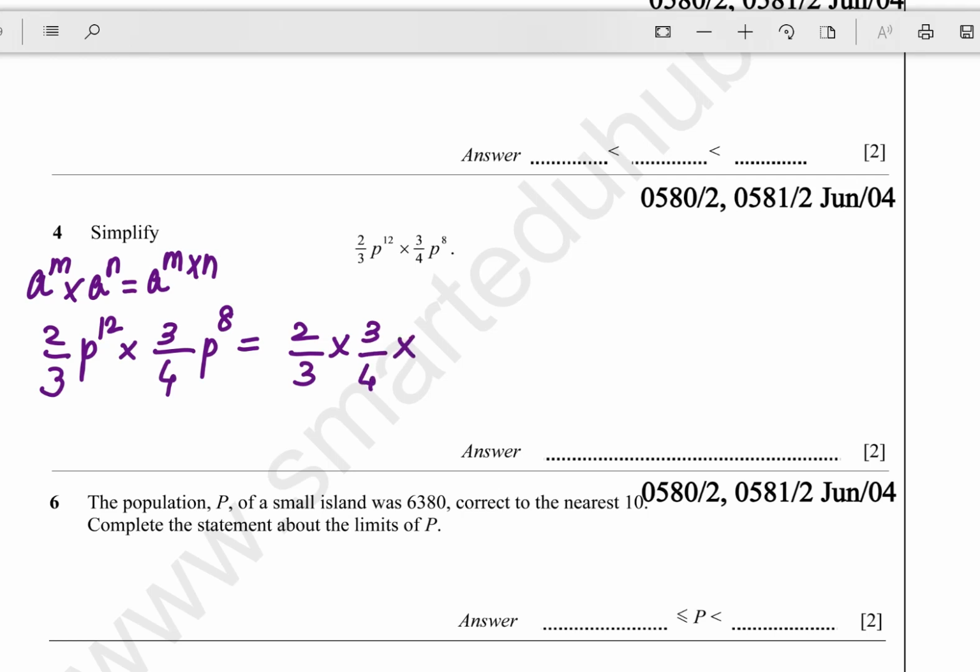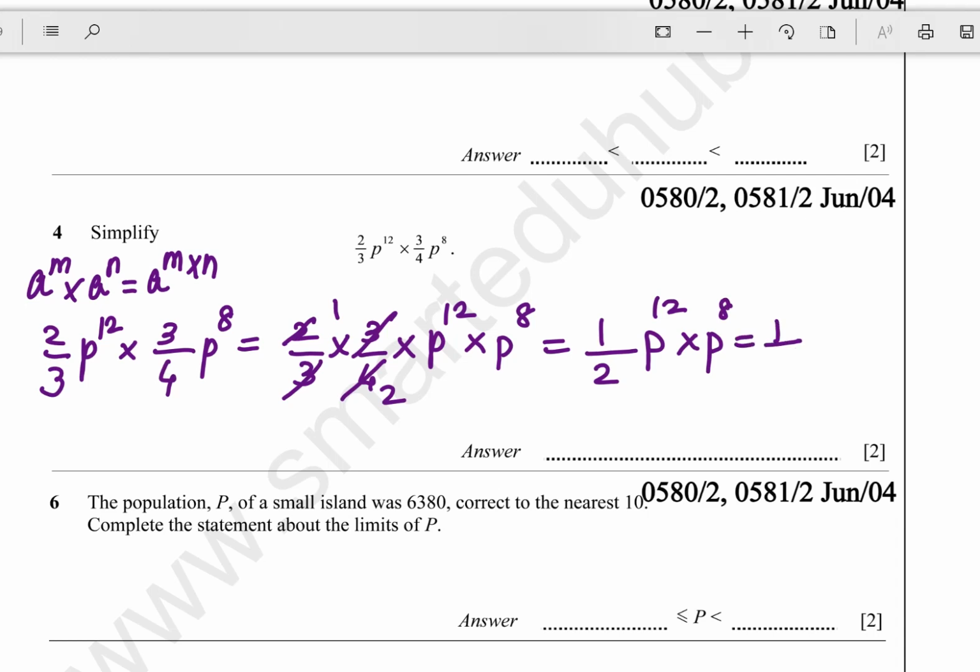Then we can write the variables. So this is p raised to 12 into p raised to 8, which is equal to 3 gets cancelled, 2 1s are 2, 2 2s are 4. So it is half into p raised to 12 into p raised to 8. Now here you can say a raised to m into a raised to n is a raised to m plus n. So it is p raised to 12 plus 8 is 20. So your answer is half into p raised to 20.